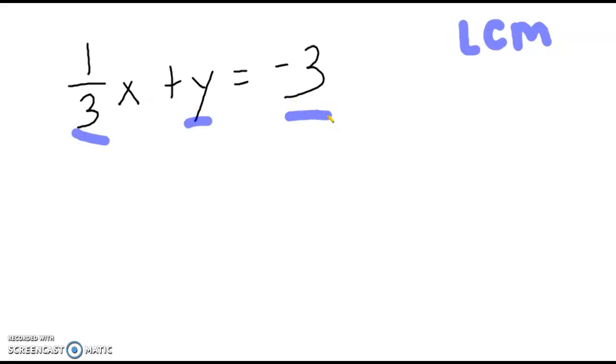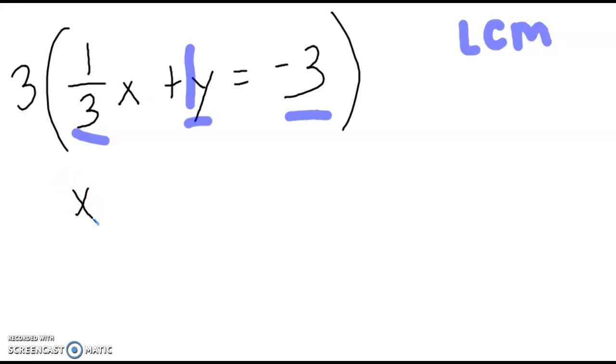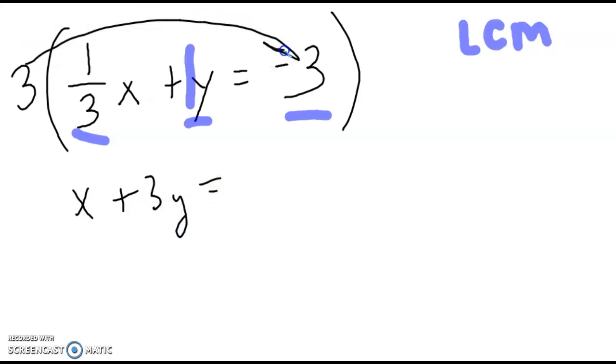Well, we know that our A value is 1/3, our B value is 1 because there's no number there, and our C value is -3. So in order to clear this fraction, I only have one value that has a fraction, and it's 3, so we can just multiply everything by 3. So that 1/3 just turns into 1x. The 3 times 1y turns into 3y, and the -3, we're going to multiply 3 times -3 to get -9.